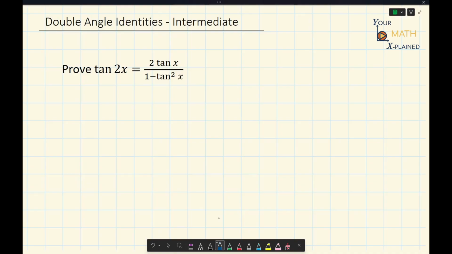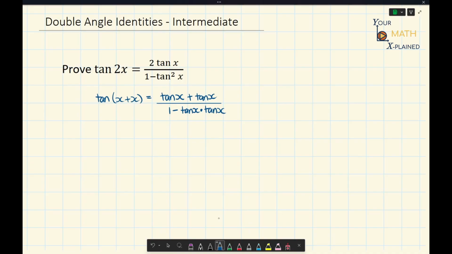So our first problem here is to prove the double angle identity for tan 2x. So what we're going to do is rewrite this as tangent of x plus x. And then we're going to use our sum or difference identity to rewrite this. So this is equal to tangent of the first angle, which is x, plus tangent of the second angle, which is also x. And this is over 1 minus tangent of the first angle multiplied by tangent of the second angle.